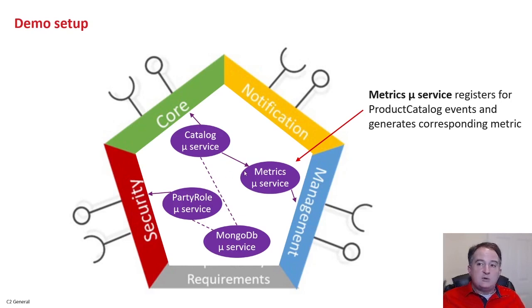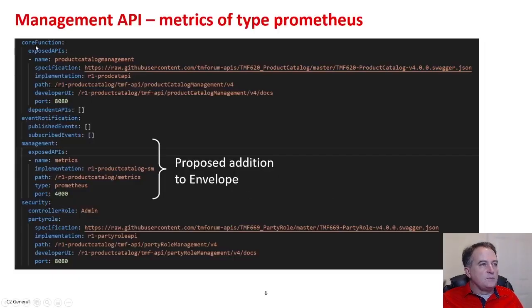But the second thing is, how do you actually then get Prometheus? How do you configure Prometheus to scrape this endpoint? And what we've done is we've extended the component envelope. So all you need to do is to describe this metrics endpoint in your component envelope, and then these controllers automate all that configuration. So in the management section of this component envelope, there's now an extension where you can say I'm exposing an API, which is a metrics API following this Prometheus standard. So we could support different standards of metrics in the future if you wanted to.